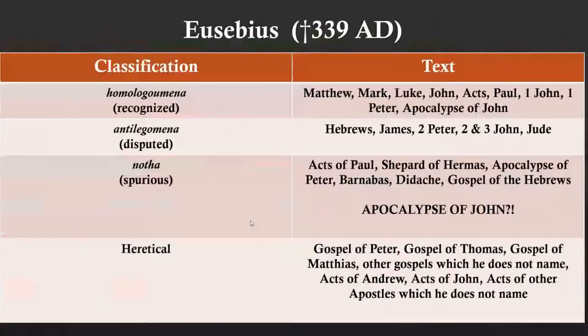He then has the spurious category, and this is probably, to me, the most interesting category, because he names the Acts of Paul, Hermas, Apocalypse of Peter, Barnabas, the Didache, and the Gospel of the Hebrews as spurious. Presumably, he knows they're not written by who they say they are, but in this category, he includes Revelation. He recognises that John might not actually be Johannine, but yet it's still in the recognised group of authoritative literature.